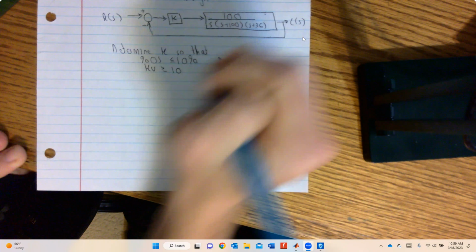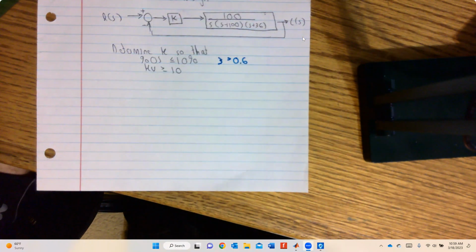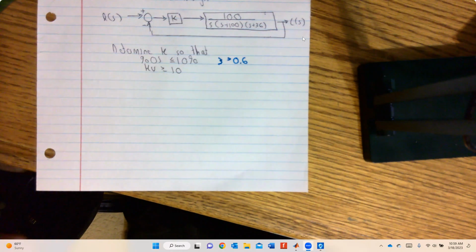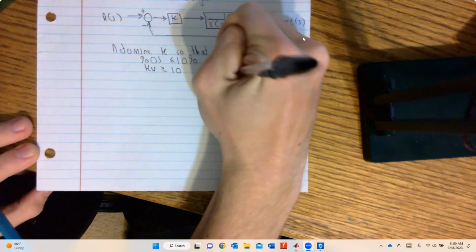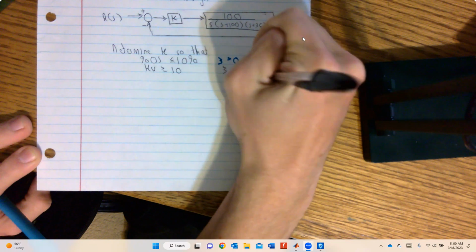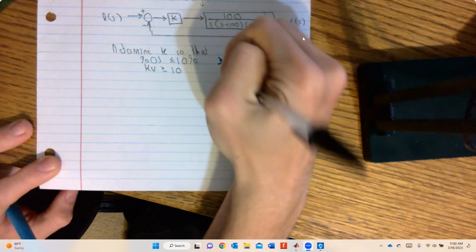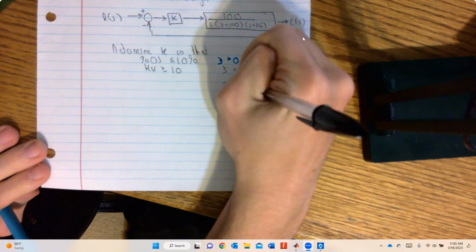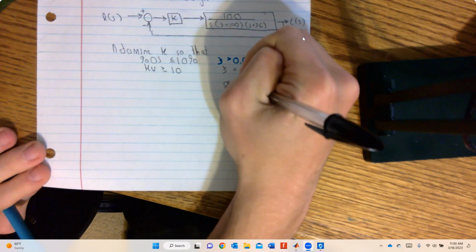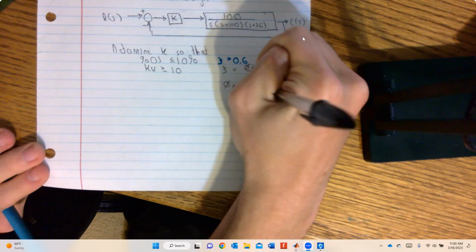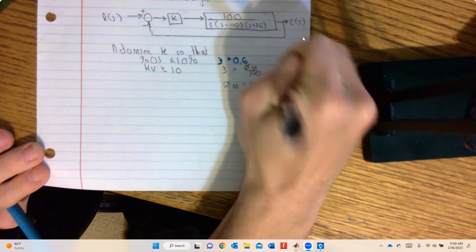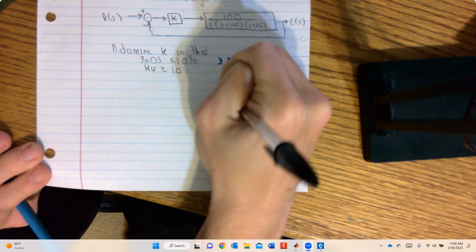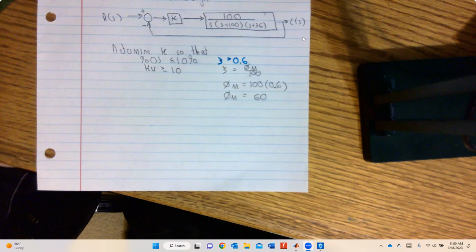And so if we know zeta must be greater than 0.6, we can approximate the system with the second order. So we can use the relationship that zeta is equal to the phase margin divided by 100. And so here, if we solve for phase margin, our phase margin is about equal to 100 times zeta, which is 0.6, we can say. So phase margin is going to be 60. That's what I would do first.